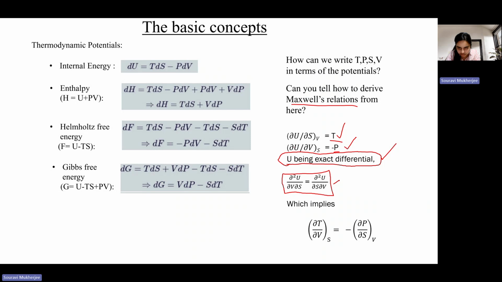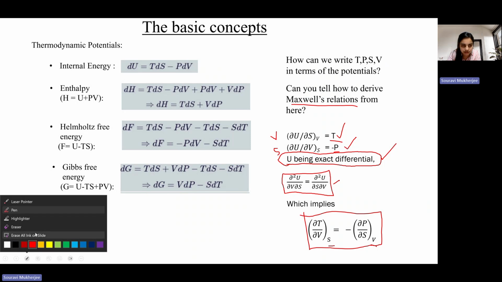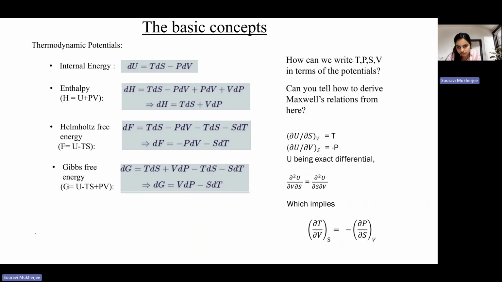This is del U del S. This is del U del V. Using this, you can now take a derivative of this term with respect to V, and a derivative of this term with respect to S, right? So what do you get? You get del T del V at constant entropy is nothing but minus del P del S at constant volume. So this is one of your Maxwell's relations. That's how, starting from the internal energy, you could get to one of the Maxwell's relations.